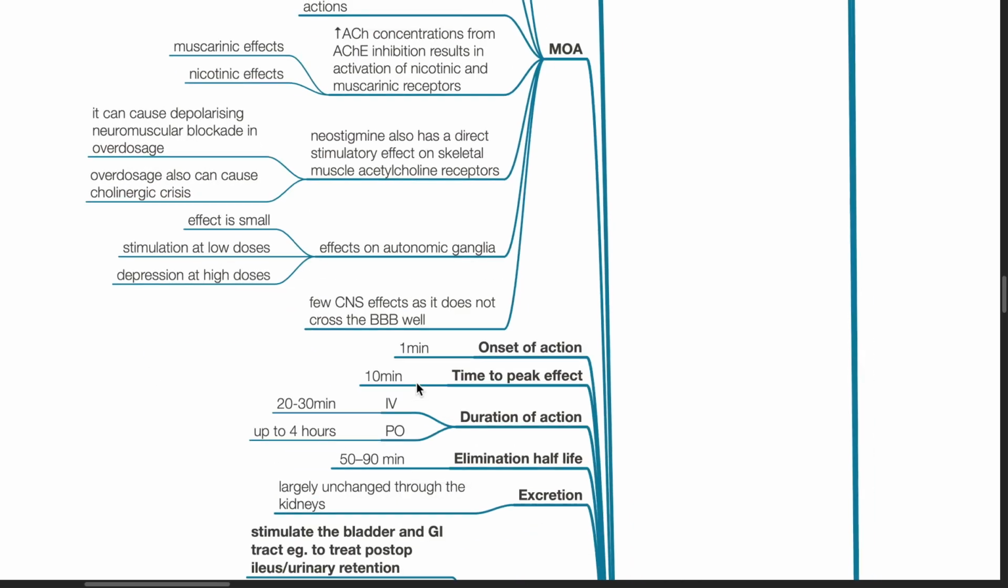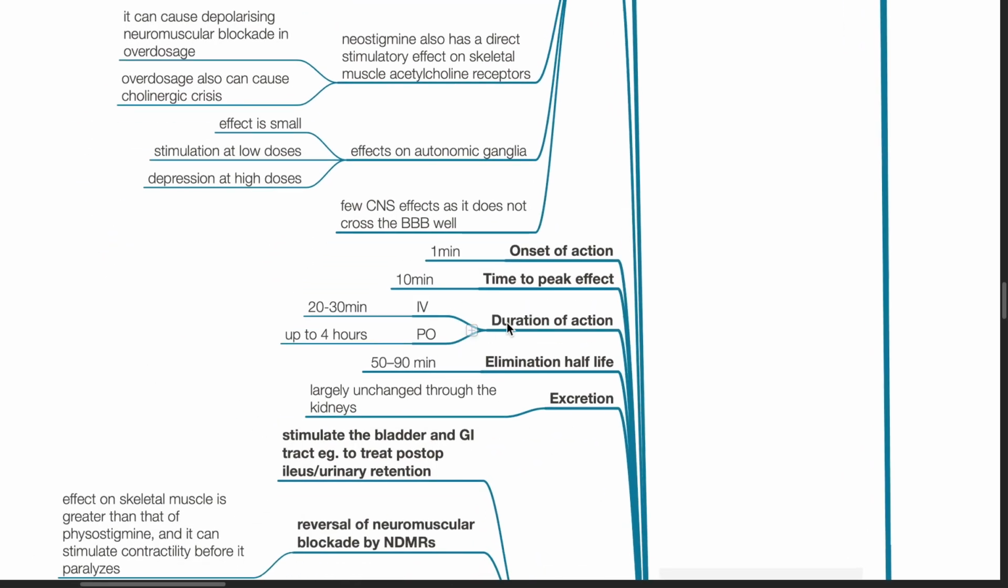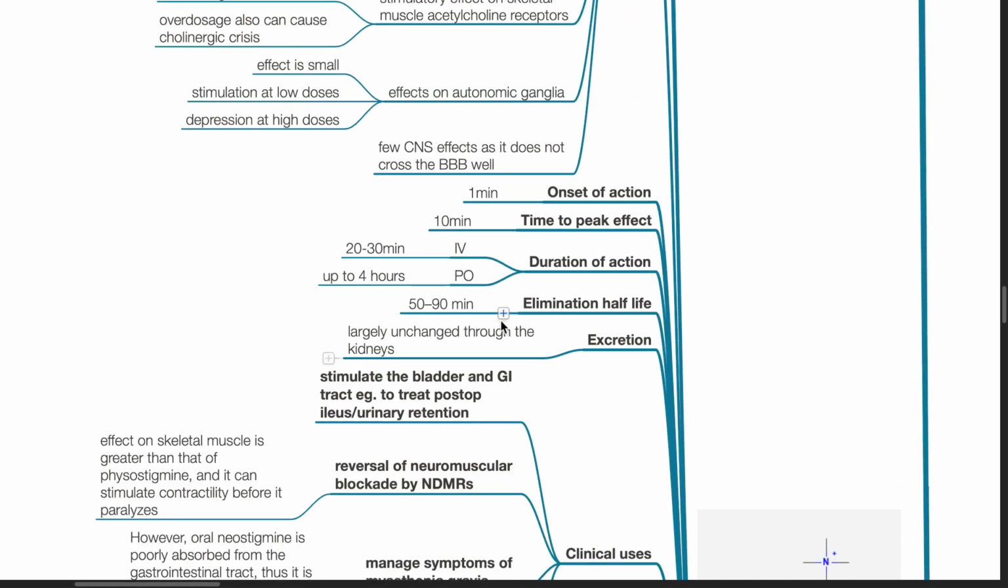Onset of action is 1 minute. Time to peak effect is 10 minutes. Duration of action. For IV neostigmine it is 20 to 30 minutes. For oral neostigmine it is up to 4 hours. Elimination half-life is 50 to 90 minutes. Neostigmine is largely excreted unchanged through the kidneys.